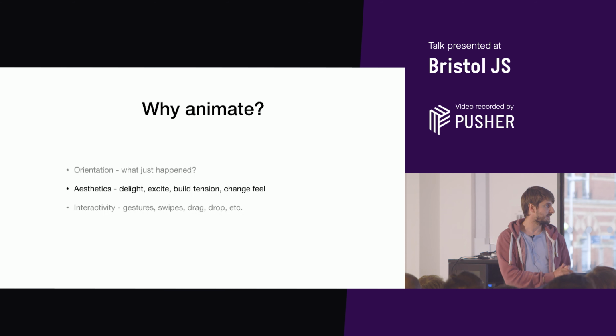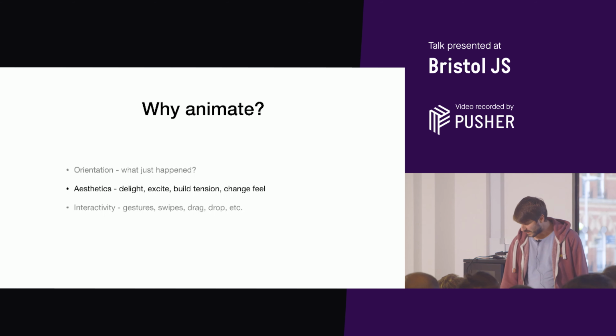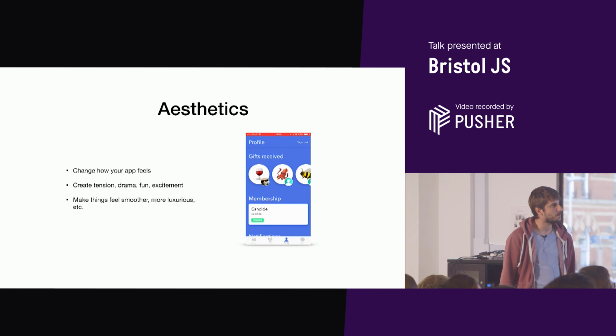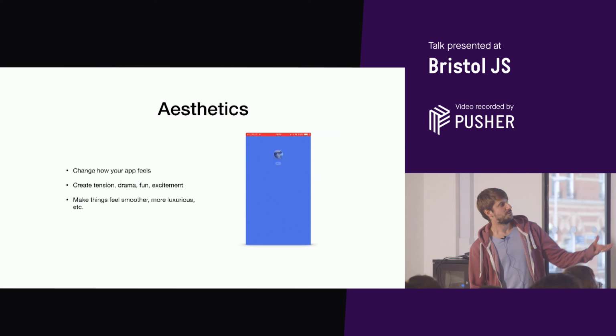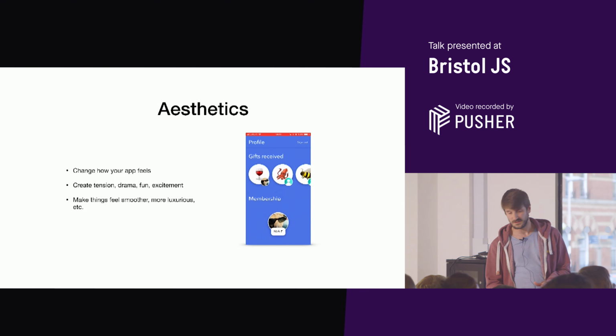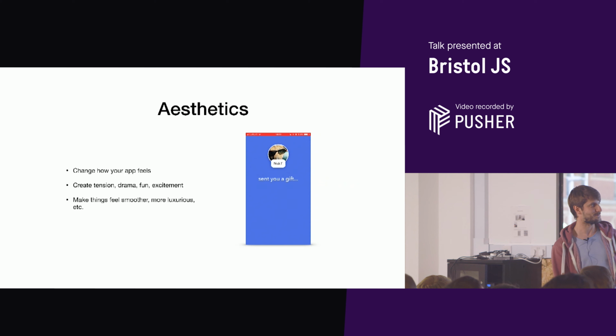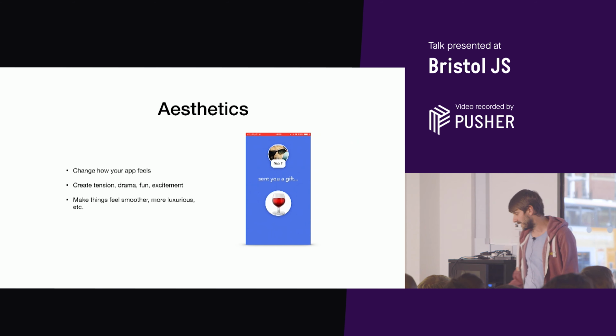The next thing is aesthetics in an application, so how you want to make someone feel when they're using it. Here's another example. Imagine you've received a gift from somebody and you don't know what that gift is. A little bit of animation can build a bit of tension and a bit of drama, and also make you wait for this thing to happen before you press the back button. So you really have to take everything in.